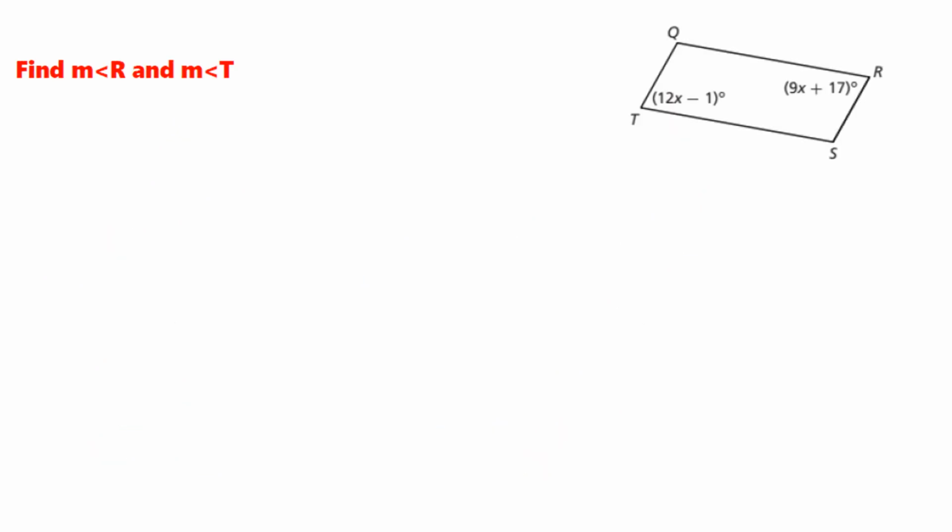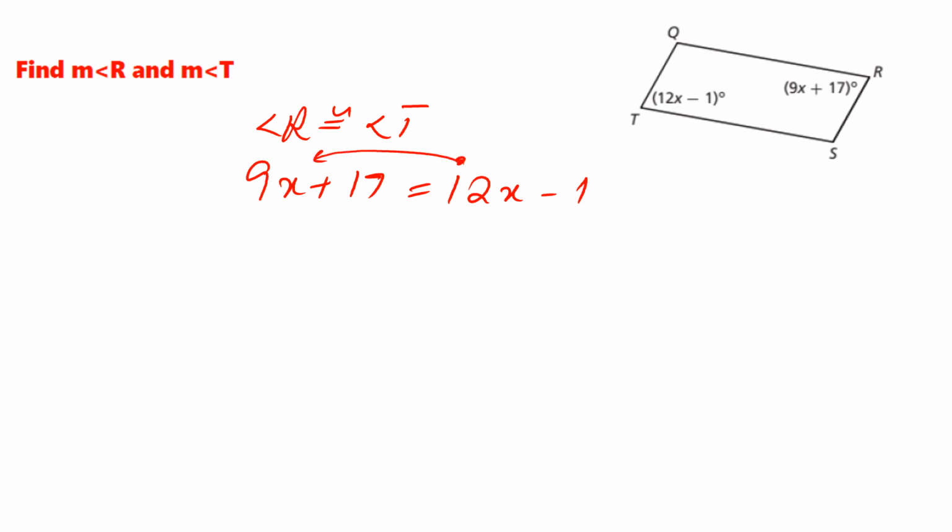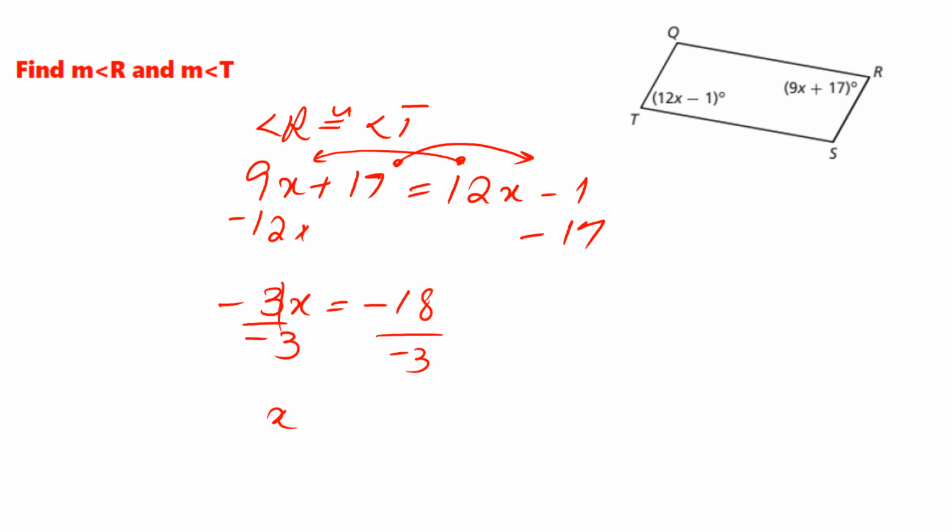Now here angle R and angle T, they are opposite and they are congruent to each other. So in place of angle R, you will write 9x plus 17 equals angle T, which is 12x minus 1. Bring 12x to the left hand side gives you negative 12x plus 17. Bring 17 to the other side gives you negative 17. 9 minus 12 gives you negative 3x. Negative 1 minus 17 gives you negative 18. Divide both sides by negative 3. We get x equals 6.